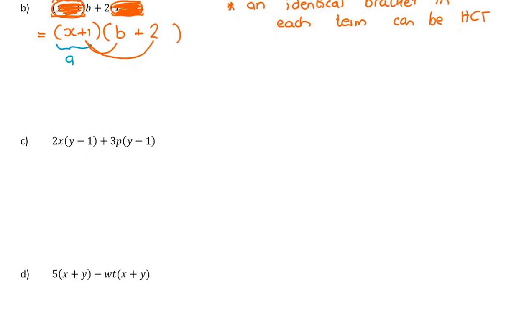Okay, let's try some more. Let's look at question C. Again, first thing that you always ask yourself when you factorize is, is there a highest common factor? So there's two terms here. There's a 2, an x, and a (y - 1), and a 3, and a p, and a (y - 1). So the moment I see a bracket, I say to myself, is there a highest common bracket?